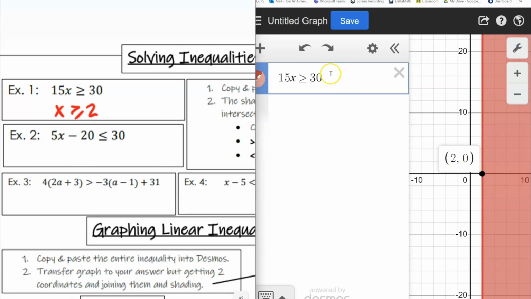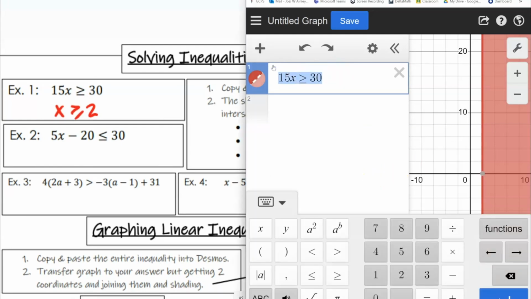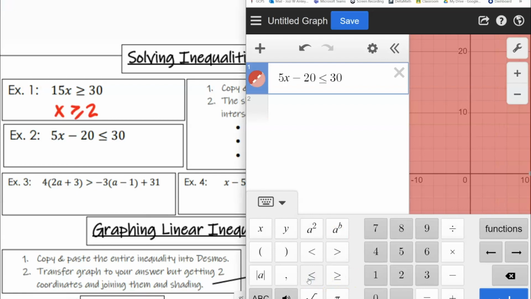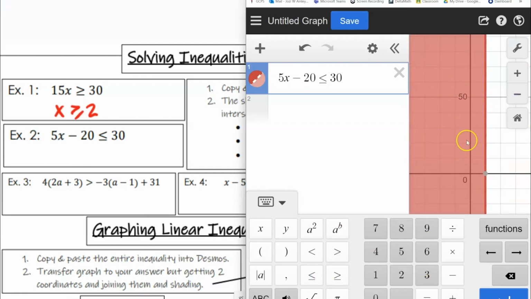All right, type in the second one. It doesn't matter how complicated it is. Actually, I'll do the third. Yeah, I'll do the second one. 5x minus 20 is less than or equal to 30. Okay, so zoom out so you can see where it is. There it is. It's shaded to the left. And then it's solid, right?